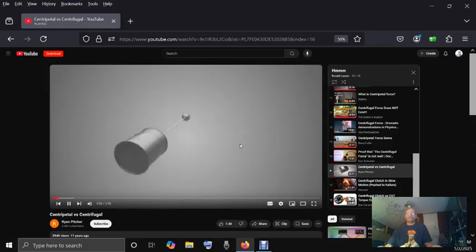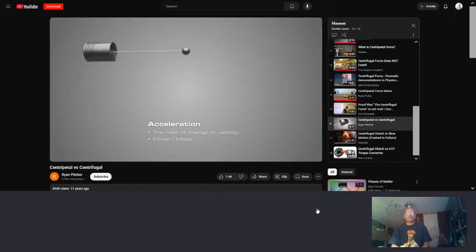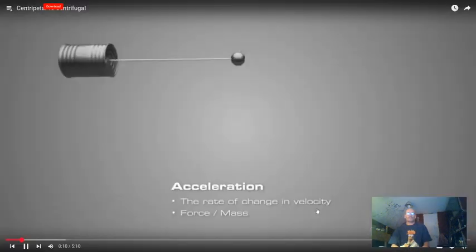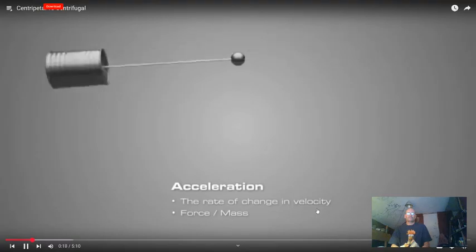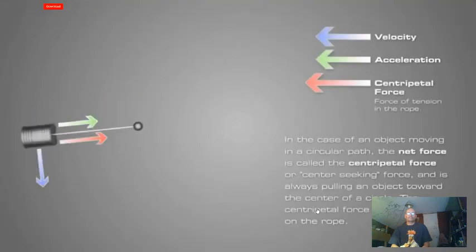Imagine swinging a rope around in a circle with a can attached to the end. Okay. And who hasn't done that? The can is in a constant state of acceleration since its velocity is constantly changing due to its circular path. Acceleration of the can is caused by a net force acting on the object.